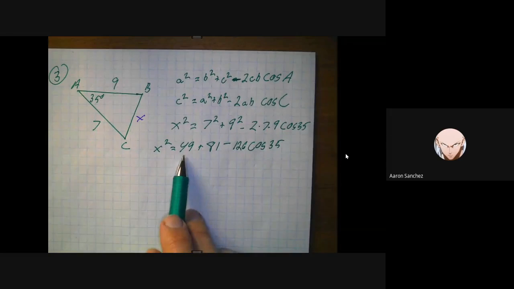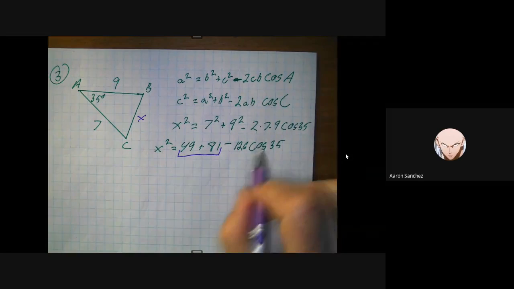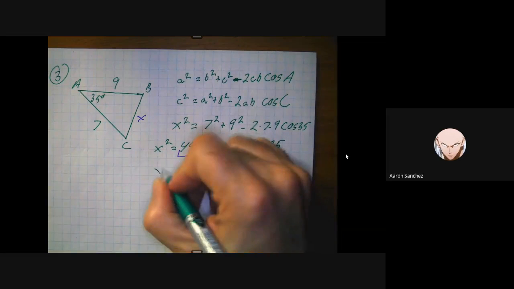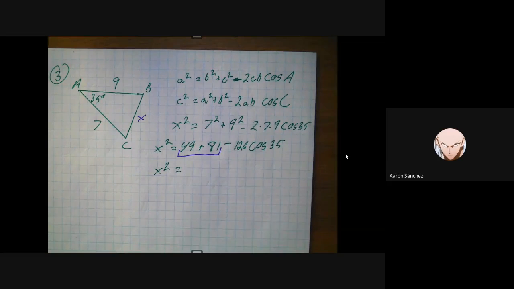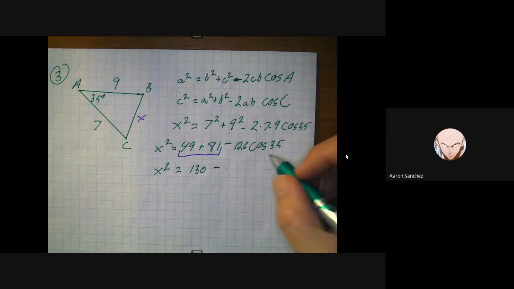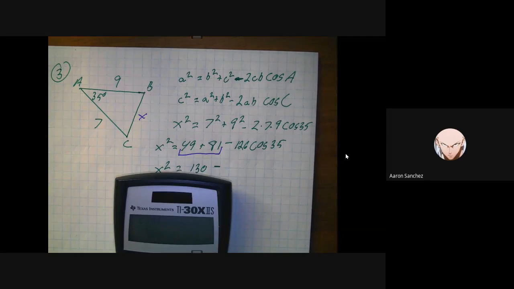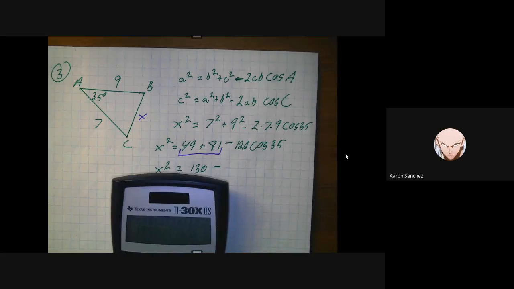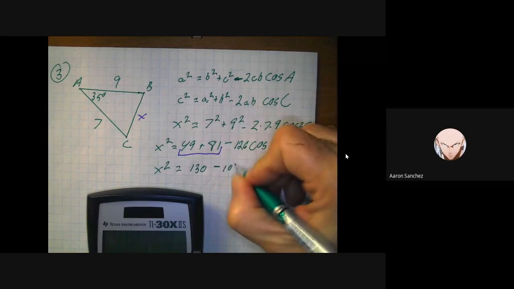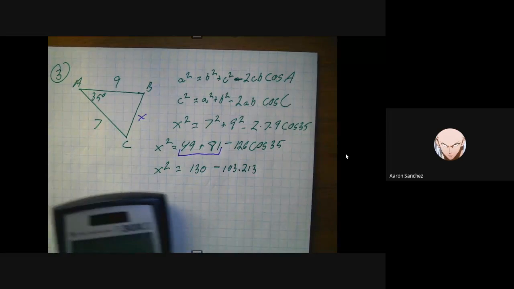Now look, I can add these two, but I can't subtract this because I have to multiply this first. So I'm going to go ahead and add those two. x squared equals 49 plus 81, which is 130, minus 126 times cosine of 35. So now just take the cosine of 35 and multiply it by negative 126. I'm going to do it in that order: cosine 35 times negative 126. I want to get that cosine first. And I get negative 103.213. Okay, leave it like that. 130 minus 103.